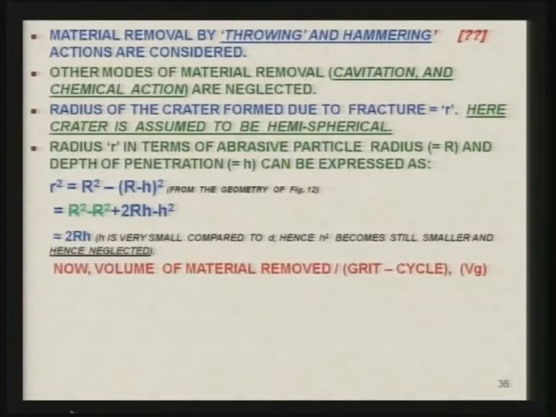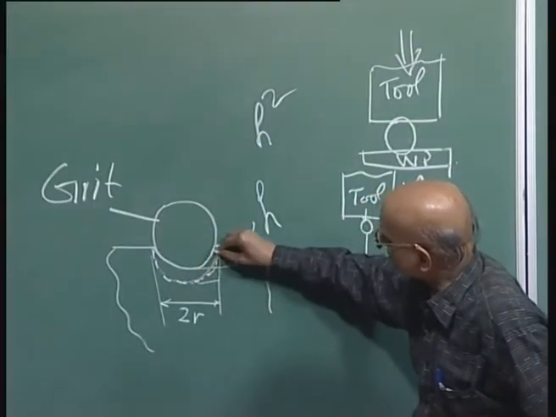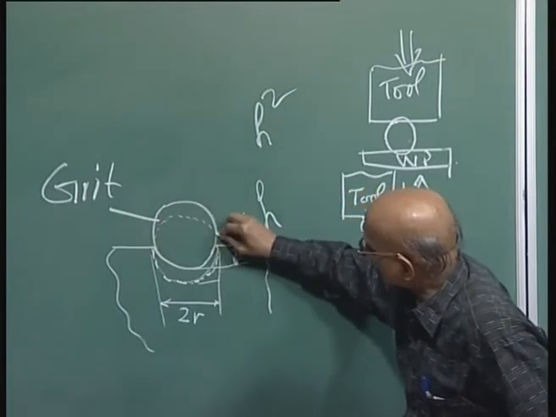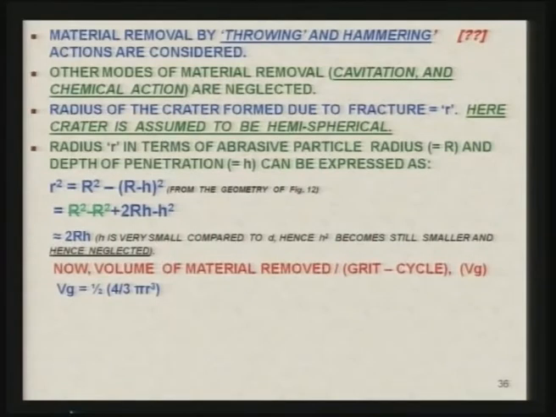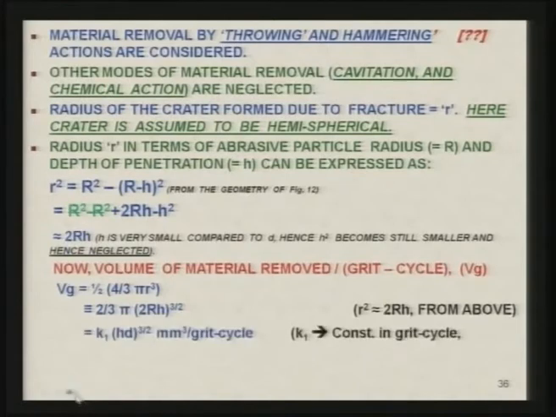Now, let us find out what is the volume of material removed per grit per cycle, and let it be expressed by Vg. Now, this Vg will be equal to half of the volume of the sphere. Here, as you can see, we have assumed that this is the semi sphere. So, actually this is the sphere. So, half of the volume of the sphere, the volume of the sphere is given by 4 by 3 pi r cube, and half of it becomes half multiplied by 4 by 3 pi r cube, and this comes out equal to 2 by 3 pi within bracket 2 r h raised to power 3 by 2.